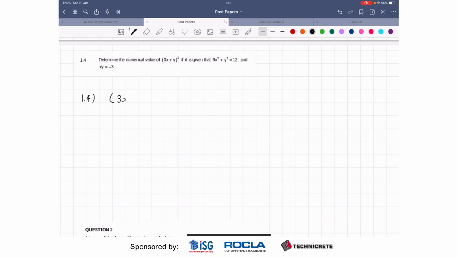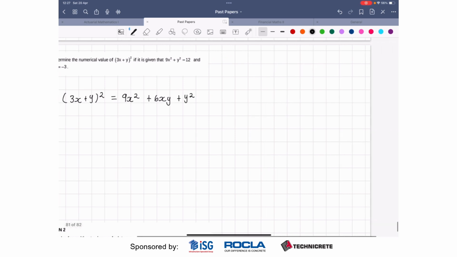So if I have (3x plus y) squared, so I have a bracket that has 2 terms and it's being raised to the 2. So I can use my trick. I just square the first term, square the last term, and I multiply these 2 together and times them by 2. So for the first bit, I'm going to have 3x all squared, which is 9x squared. Then I multiply the 2 together and times by 2, so 3x times y is 3xy times 2 is 6xy. And then I'm squaring the last term, which is y squared.